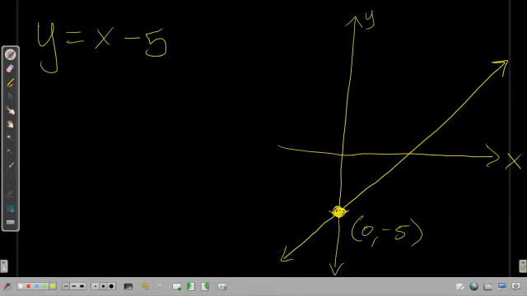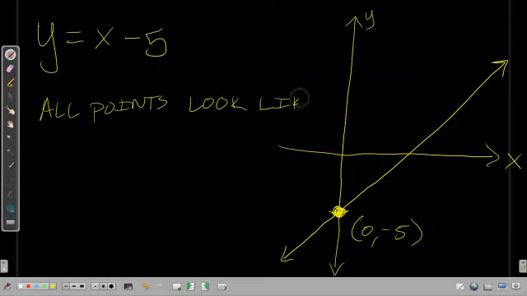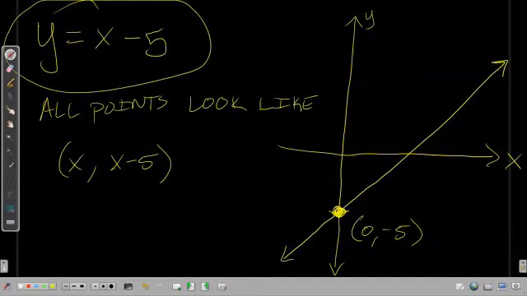And we can talk about any point on this line that we would like, because all the points look like, here's my x value, and then my y value is x minus 5. How do I find the y value? You take the x value and subtract 5. That's what this rule says to do. How am I going to find y? I'm going to take x, I'm going to subtract 5, and that's y.